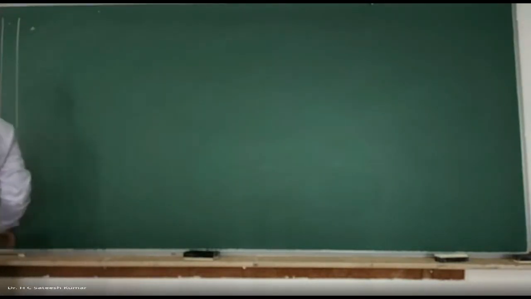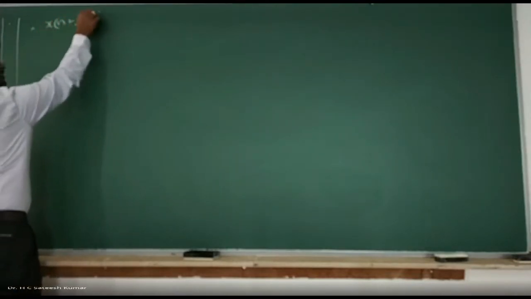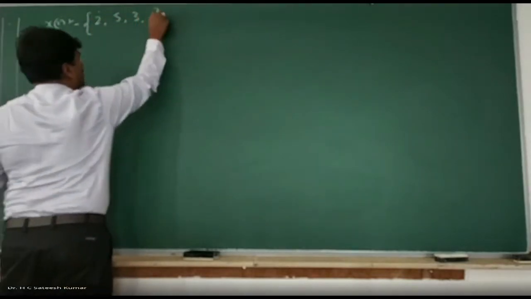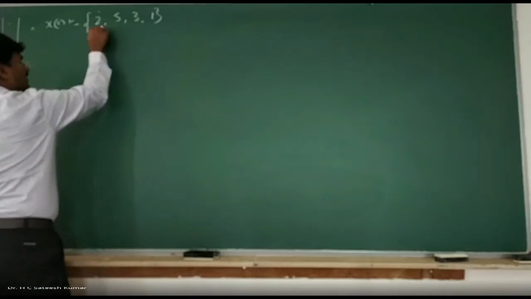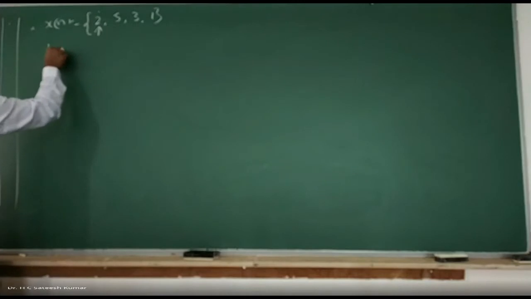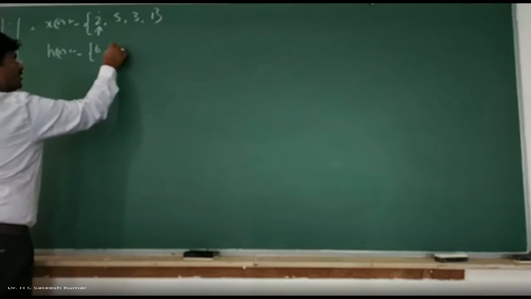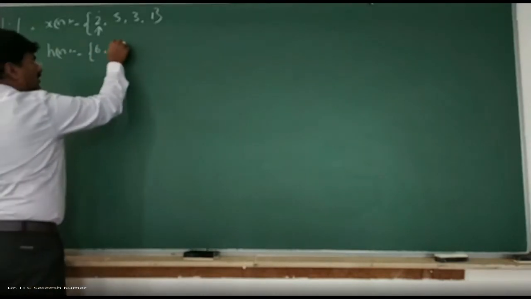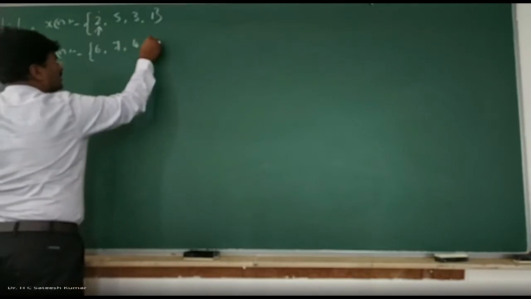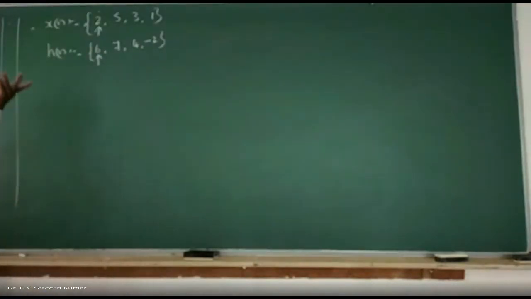Find the convolution of x of n is equal to 2, 5, 3, 1, something like that, if they give. Okay, right? Let us say the arrow mark is here, and h of n is equal to 6, 7, 4, minus 2, something like that. The arrow mark is here. Find the convolution of this one, he said.